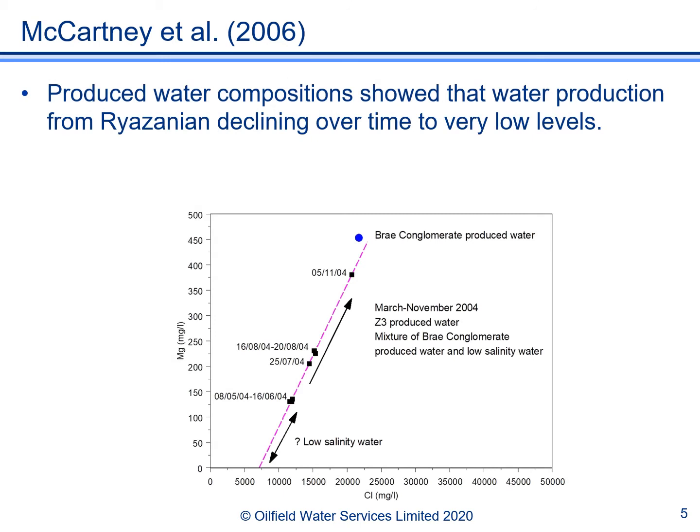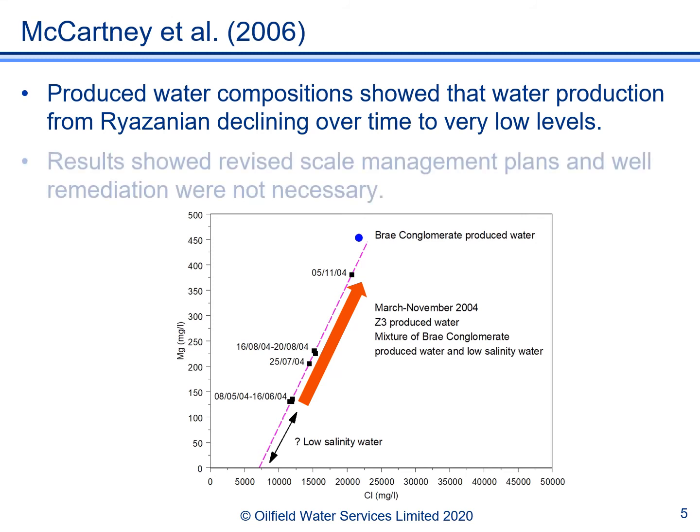The study also showed that the fraction of Ryazanian formation water in the produced water was declining over time, ultimately to very low levels, whilst the fraction of Bray conglomerate produced water was increasing. This explained the changing produced water composition that was observed, but it also helped confirm that the Ryazanian sandstone was actually a small lens of sandstone with limited size and hence oil volume. Effectively, after a while, fluids were predominantly only being produced from the Bray conglomerate again, which meant there was no need to change the scale management strategy for the well.